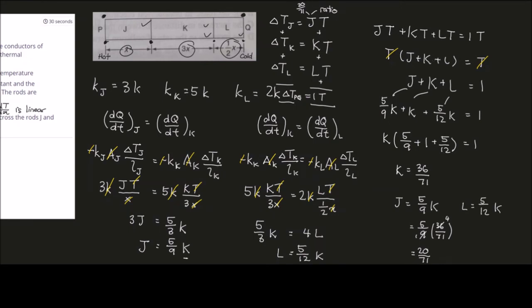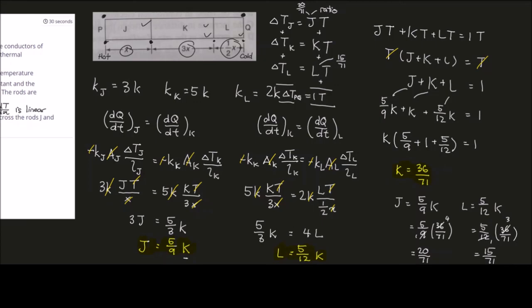So L will be equal to 5 over 12K. If you're not sure where we get this from, it's from here. We are talking about these two equations, and we are substituting the K into these equations. So it's 5 over 12 times K. K is 36 over 71. So this will be 1, this will be 3, 5 times 3 is 15. So it will be 15 over 71. So this L here is 15 over 71 of the total difference of temperature across the whole composite rod PQ.